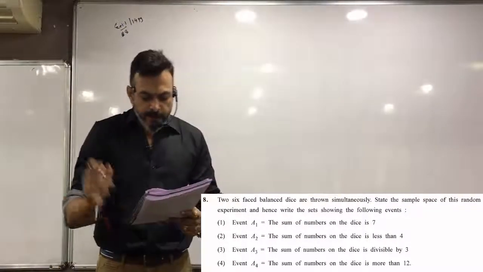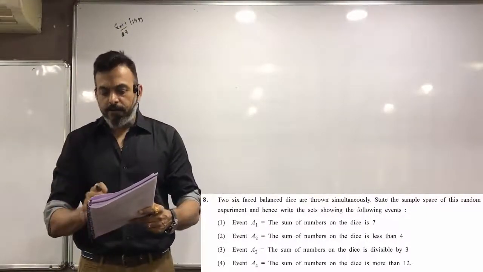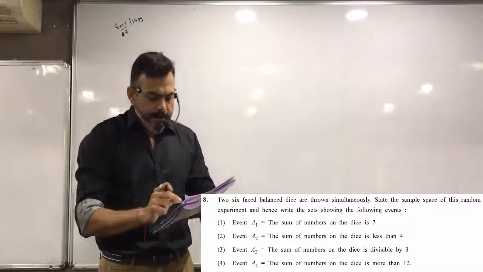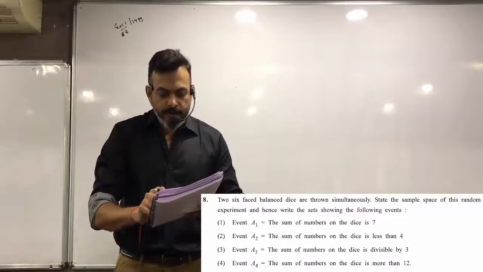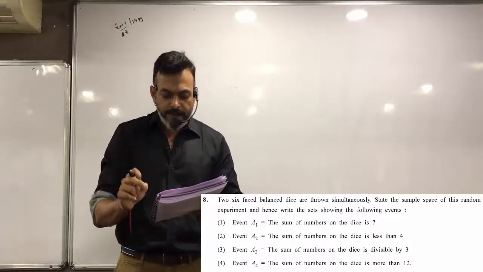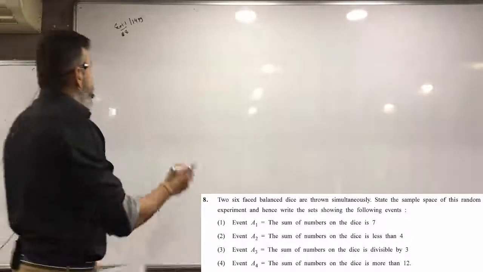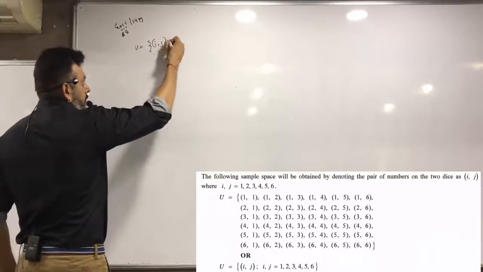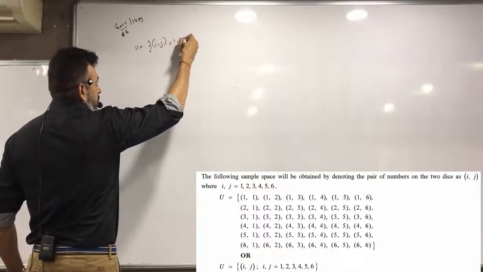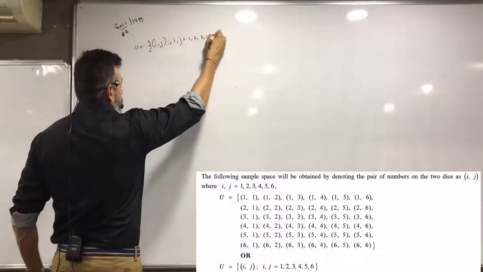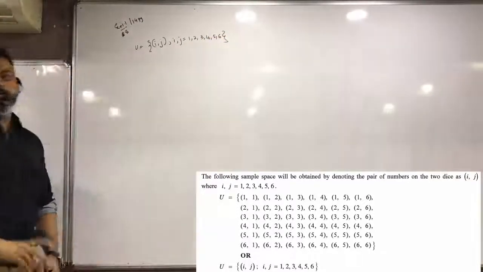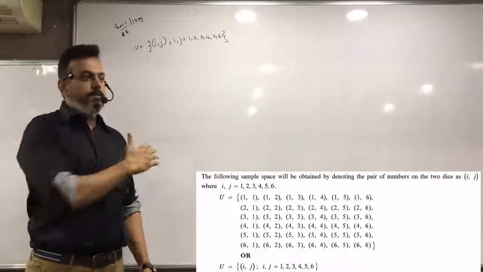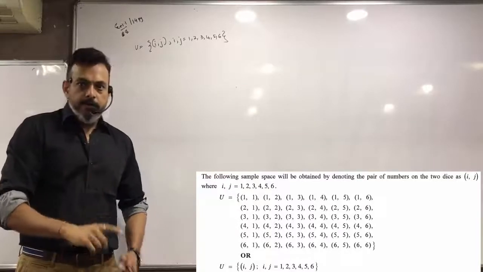Question 2. Two 6-faced balanced dice are thrown simultaneously. Write the sample space of this random experiment and hence write the set showing the following events. Now, first we have to write the sample space. So U is equal to (i, j), where i and j is equal to 1, 2, 3, 4, 5 and 6. This is what we write symbolically. But I wanted to write everything so that it comes to your mind what numbers are included. Got it? You may also write this.